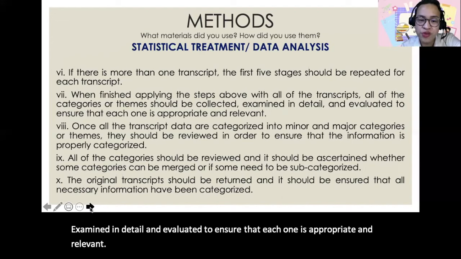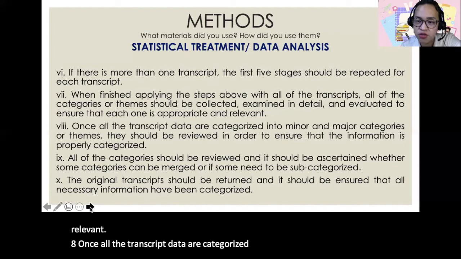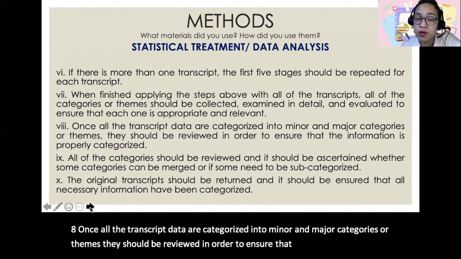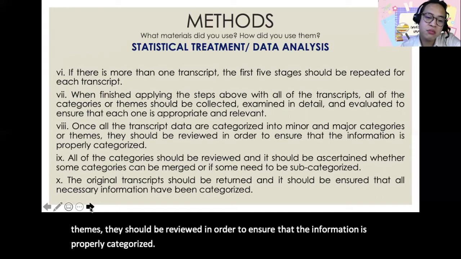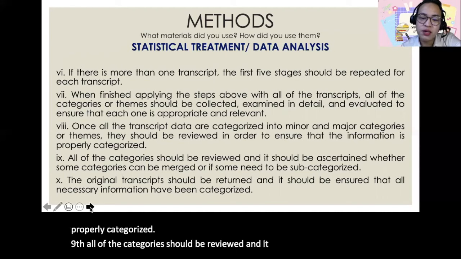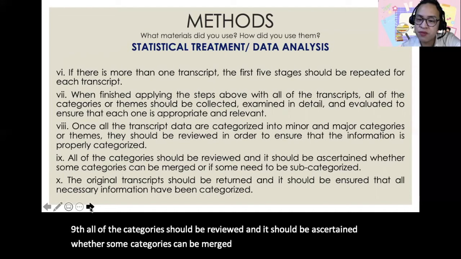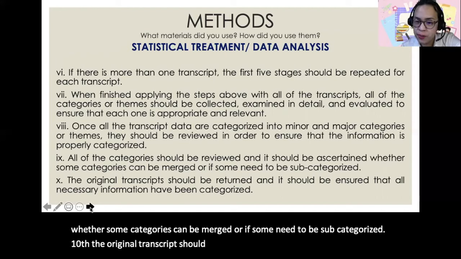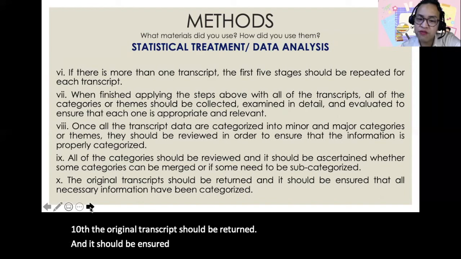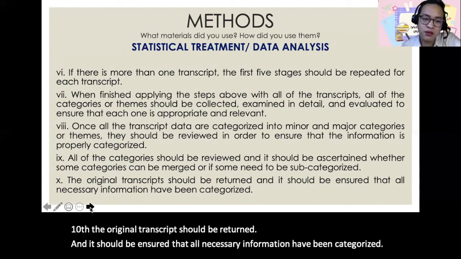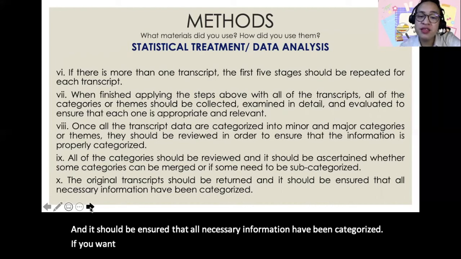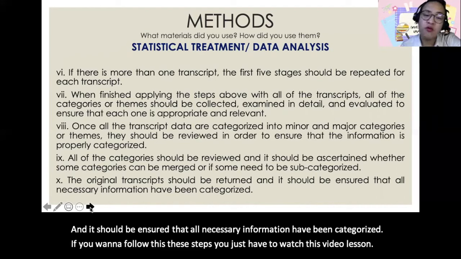Eighth, once all the transcript data are categorized into minor and major categories or themes, they should be reviewed in order to ensure that the information is properly categorized. Ninth, all of the categories should be reviewed, and it should be ascertained whether some categories can be merged or if some need to be subcategorized. 10th, the original transcript should be returned, and it should be ensured that all necessary information have been categorized. So, if you want to follow these steps, you just have to watch this video lesson over and over again.